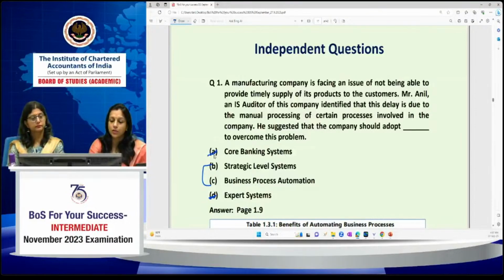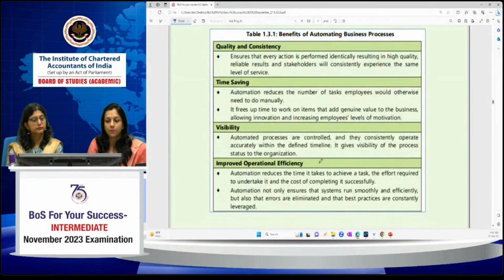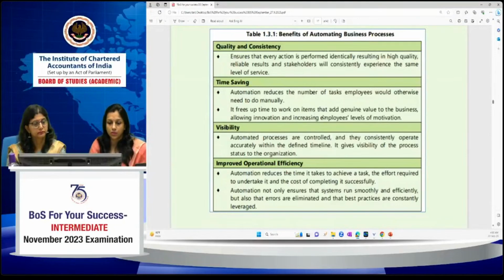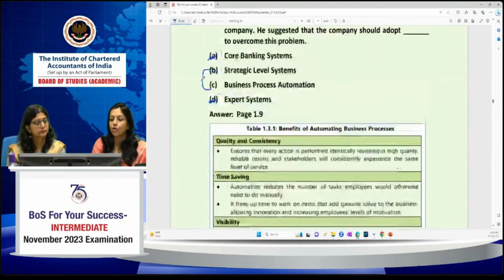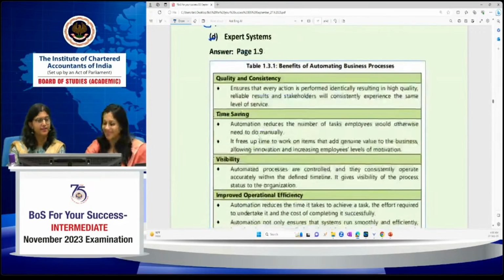Business process automation is also a strategic level decision that is taken by the top management. But as a technology, you can find business process automation in the benefits of business process automation, which is given in the study material in table 1.31. It says it reduces the number of tasks that employees need to do manually. So it frees up time and speeds up the process. So the right option would be automated business process, option number C. So Ankit has given the right answer. Good. Ankit has been participating very actively. Very nice, Ankit. That's good.